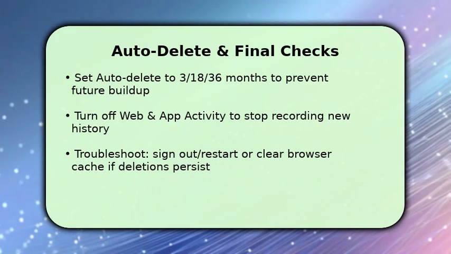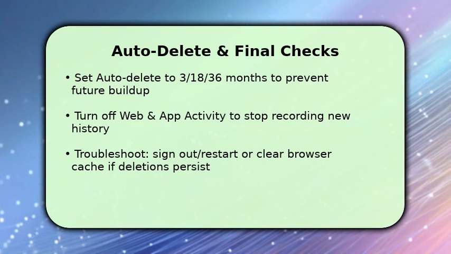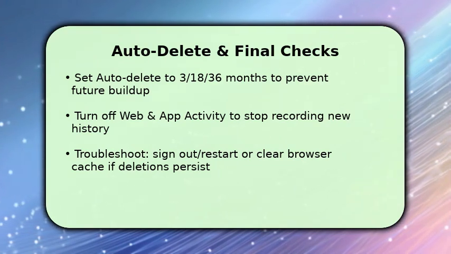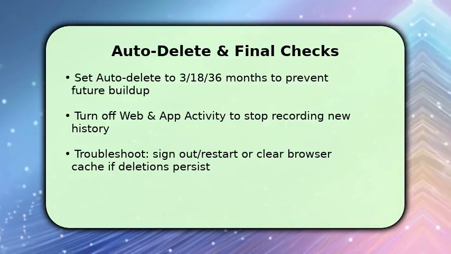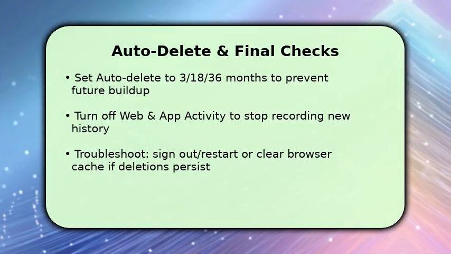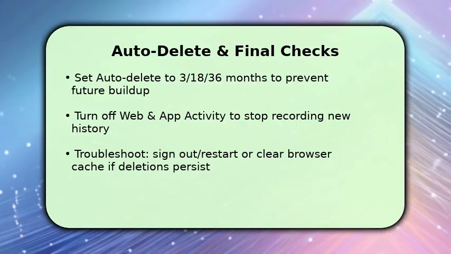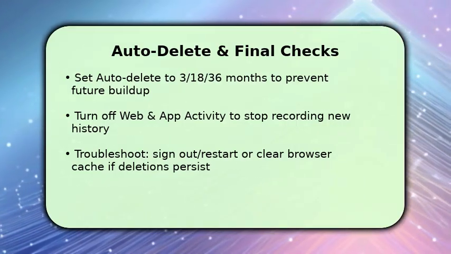To finish, set auto-delete to 3, 18, or 36 months so future history purges automatically. This prevents repeat manual work. Make sure to turn off web and app activity if you want no new saves, but understand that some features like personalization may be affected.